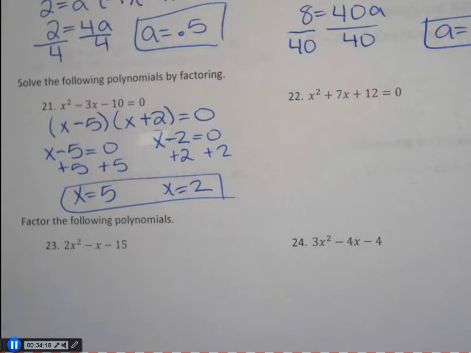Okay, so on number 22, what multiplies to 12 and adds to 7? 4 and 3.